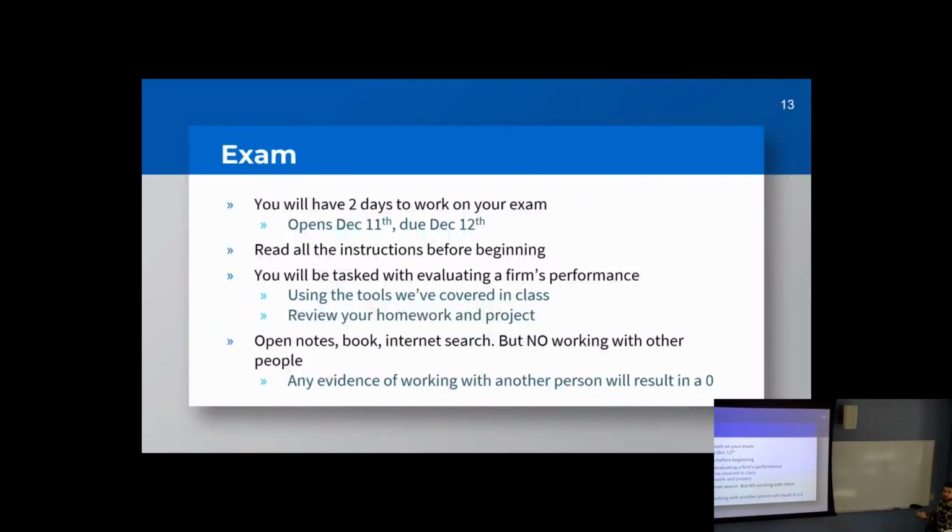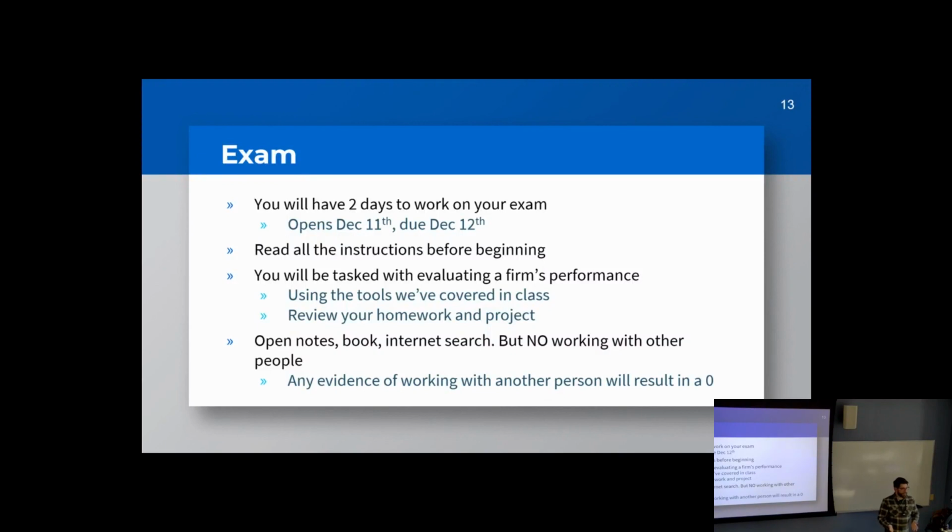So the exam itself, you're going to have 2 days to work on your exam. It's going to open up on December 11th, and it's going to be due on December 12th. Very important that you read all the instructions before you start. You have plenty of time. You're not going to have to rush through it, but read all the instructions before you start.